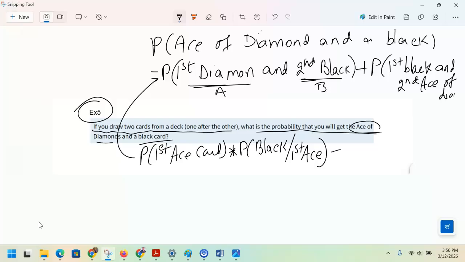Plus, another way to do this is the probability that the first is black, so I'm using this one as black, times the probability that the second is the ace of diamonds, when you know that the first one is black.